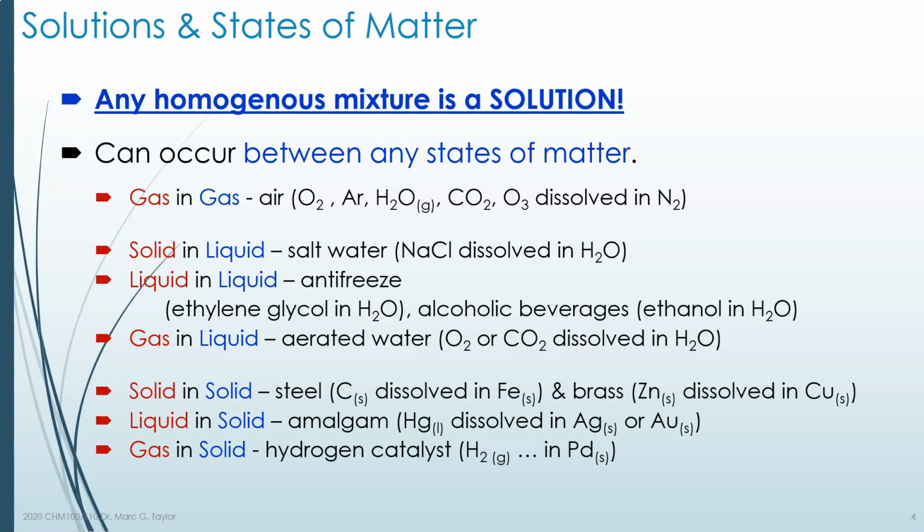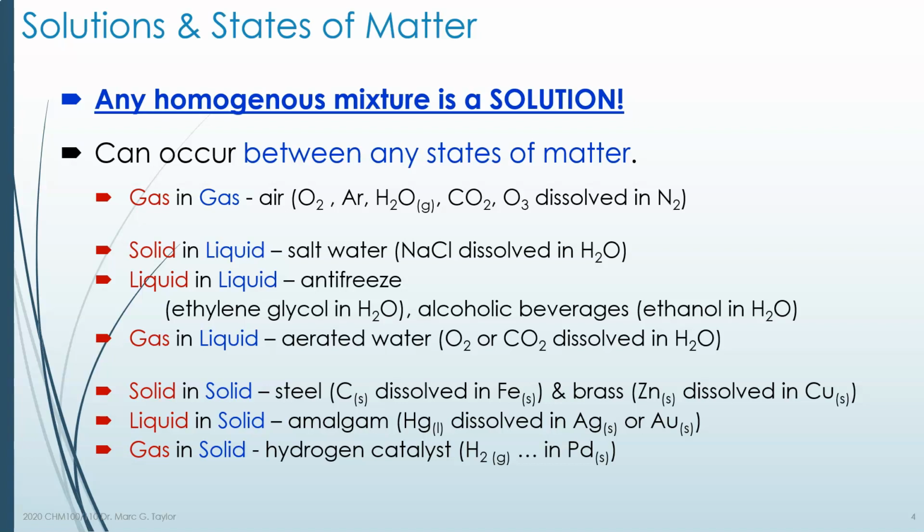An example of solids dissolved in solids would be any alloy that has a homogeneous mix of two or more substances. Steel is about 1% carbon evenly distributed, homogeneously distributed in iron. Brass is zinc dissolved in copper.